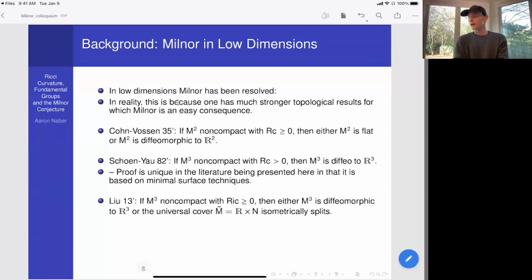And finally, it was extended by Liu, again, some 30 years after that, to the non-negative case. So he handled the case where you have non-negative Ricci, at which point you're either diffeomorphic to R3 or you isometrically split, or at least recover, as R cross a surface, at which point, again, Milnor is an obvious consequence of all this. I mean, this is much, much stronger.